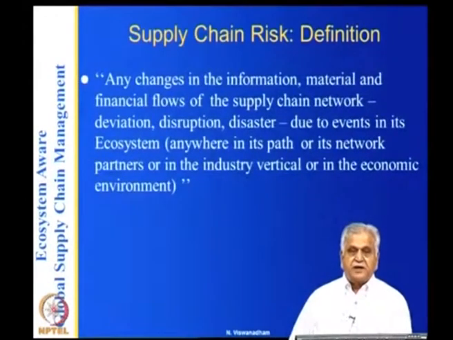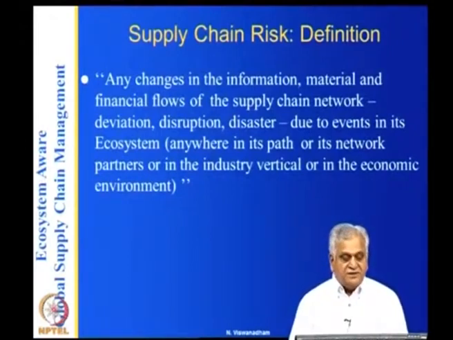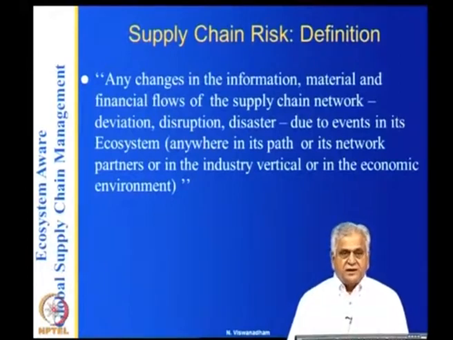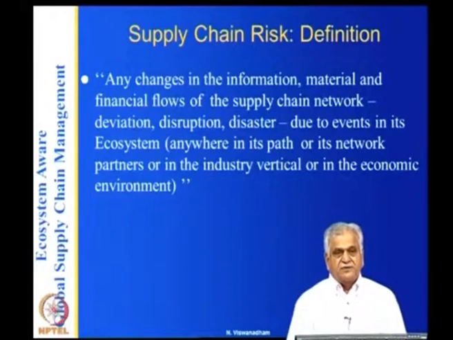Let us define it: any changes in the information, material, and financial flows in the supply chain network. It can be a deviation, that means small changes, or it can be a disruption, that means big changes. Or it can be a disaster, that means the entire IT network or entire logistics network gets decimated due to events in its ecosystem. In other words, the ecosystem has four parameters, including the supply chain, which is the resources. It can be the institutions, which are governments and social groups, and also the delivery mechanisms.